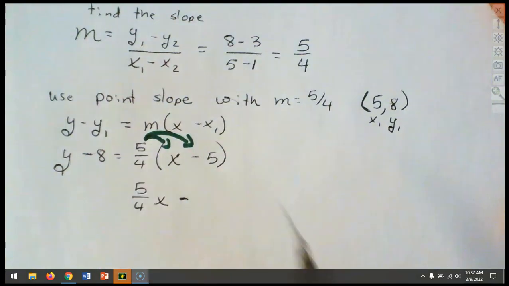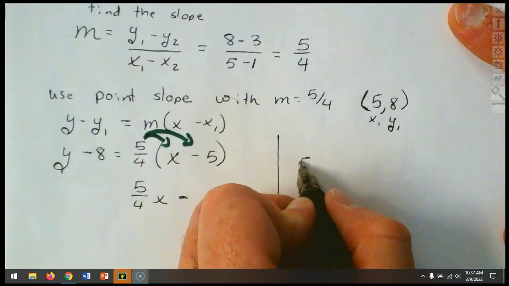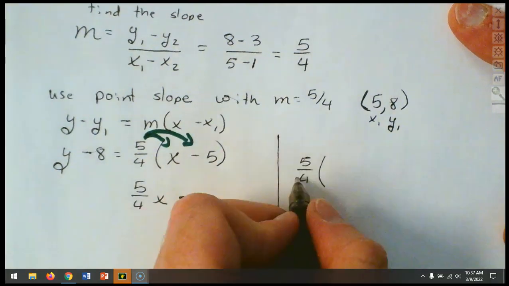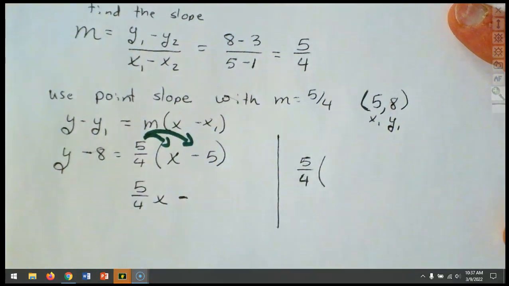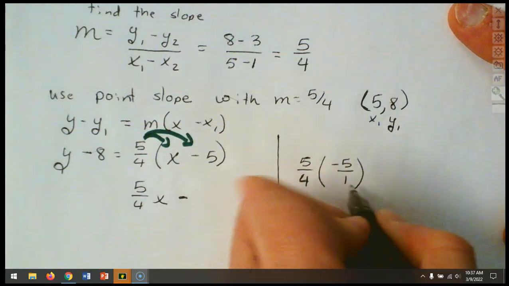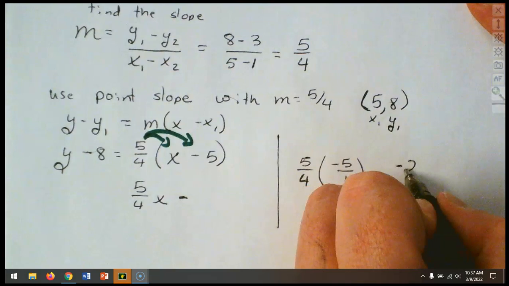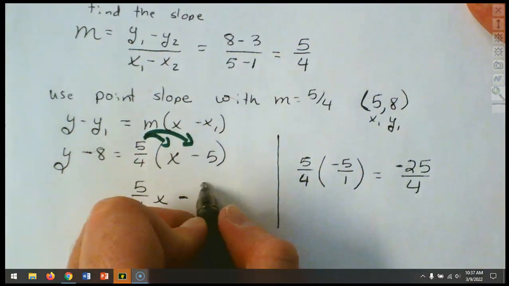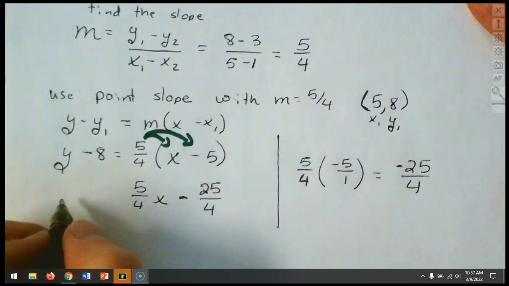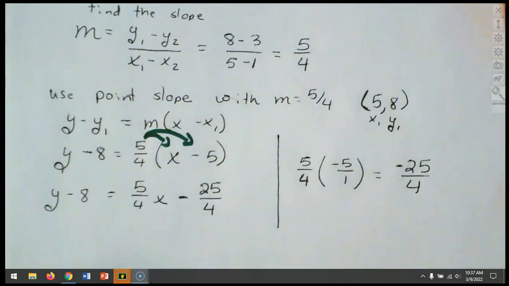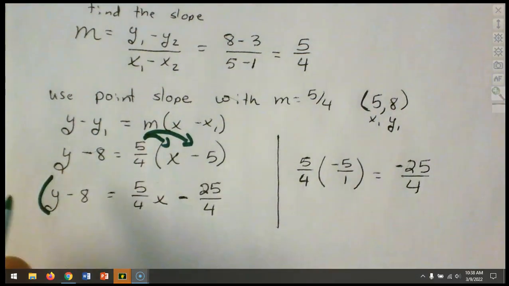Now, if you have trouble with these fractions, you can always write them over to the side. So if it makes it easier, just write that 5/4 over the side. And we're going to be multiplying it by minus 5 over 1. And that makes it then a minus 25 over 4. Now, what are we going to do from here? Well, we need to get it in standard form. And so we cannot have fractions in standard form. So we're going to go ahead and multiply everything by a 4.